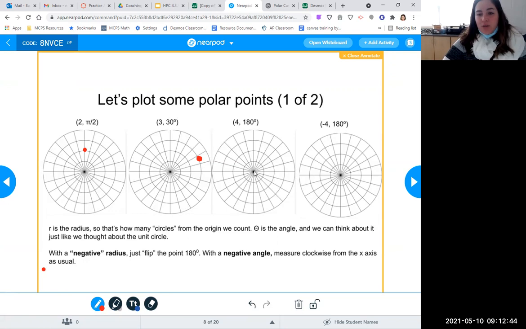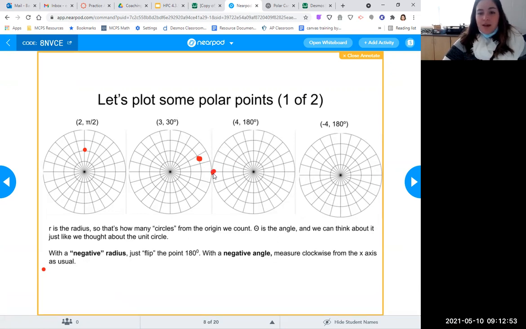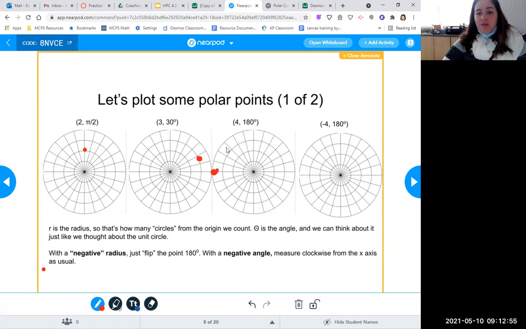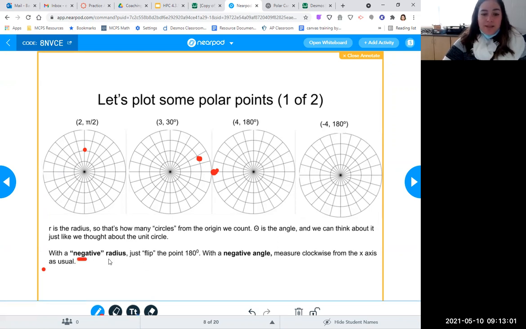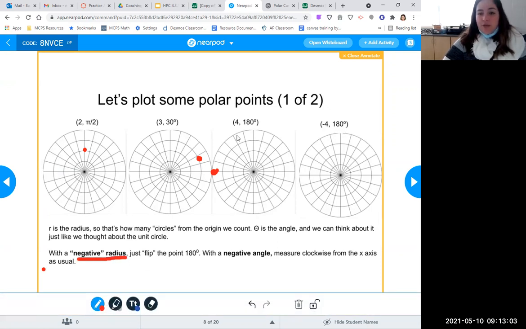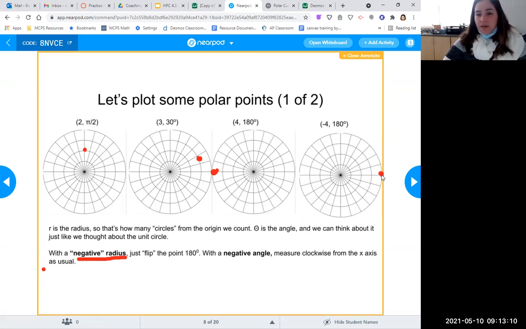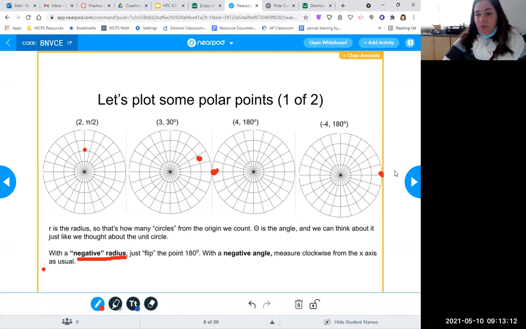4, 180. So we go out 1, 2, 3, 4. So that's all the way at the edge of the way this circle works. And then 180 degrees, remember, is all the way to the left, right? 180 degrees around the circle takes us here. And then -4, 180, remember with the negative radius, you just flip the point. So it's basically the same as 4, 180, but we just go 180 degrees around. So we just flip that point 180.